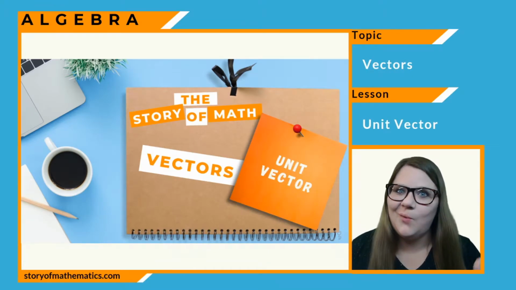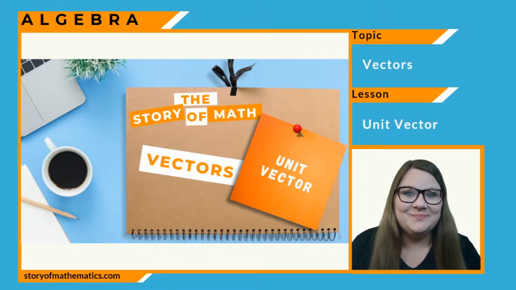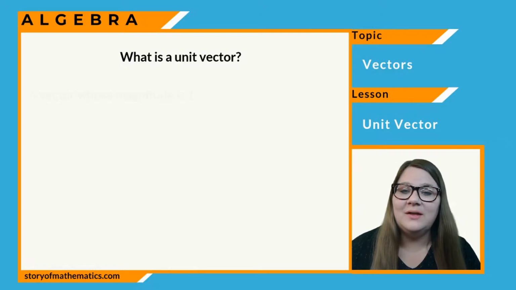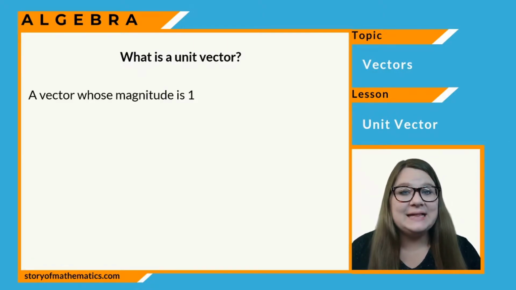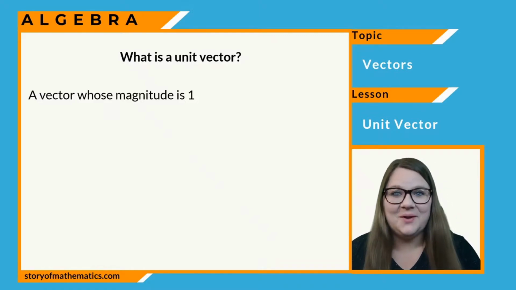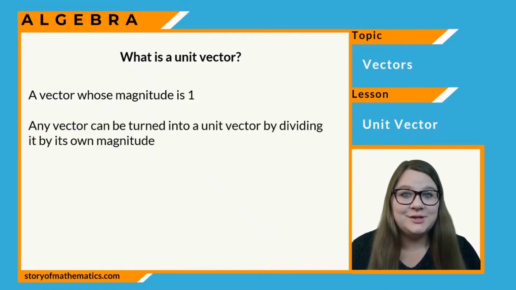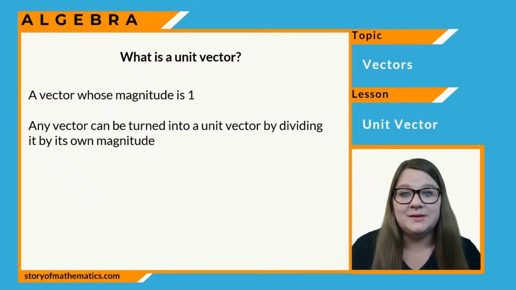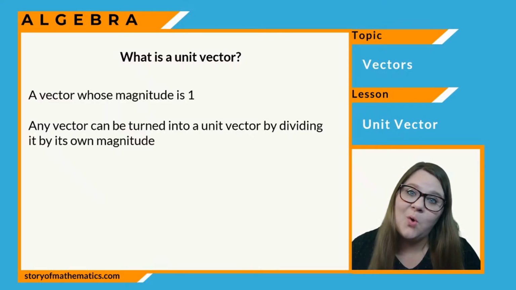Hi, in this video, we're going to learn about unit vectors. Now, what is a unit vector? Well, it's going to be any vector that has a length of 1, and that's why it's called a unit, because it's 1, all right? Now, any vector you have can be turned into a unit vector by dividing it by its own magnitude.